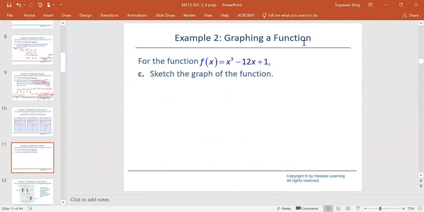And then part C, we're going to sketch the graph of the function. From the information that we got from part A, x equals 2 and x equals negative 2, we get the horizontal tangent.